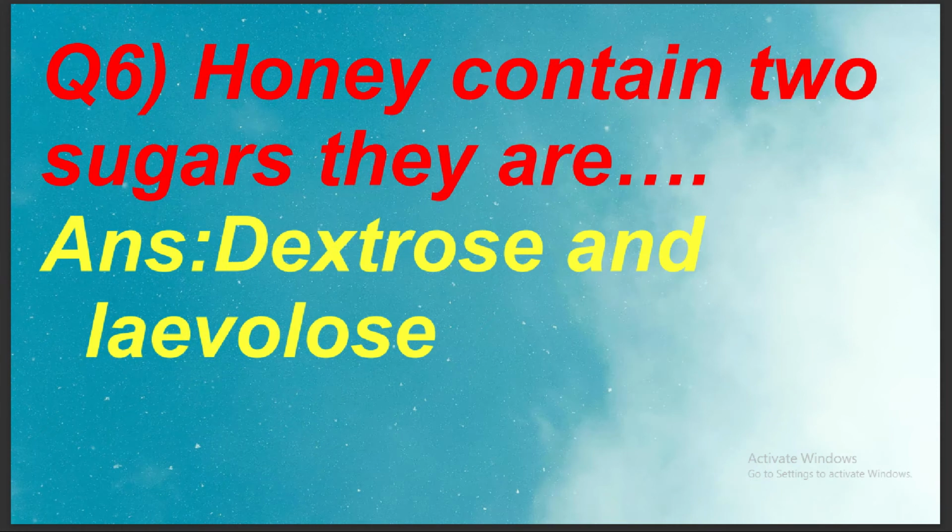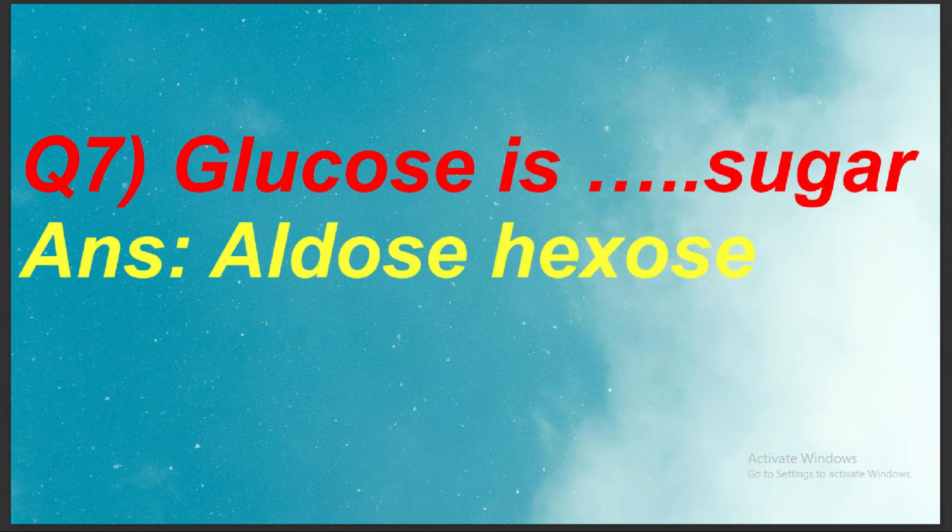Question number 6. Honey contains two sugars. They are Dextrose and Levulose. Question number 7. Glucose is which type of sugar? Aldose, hexose.